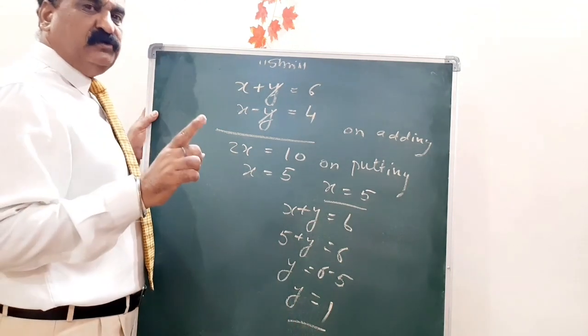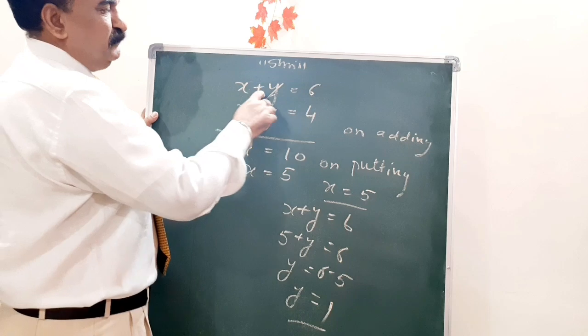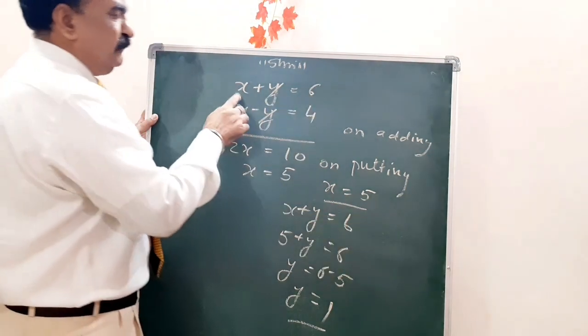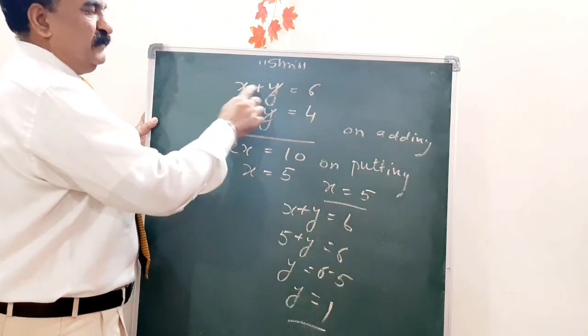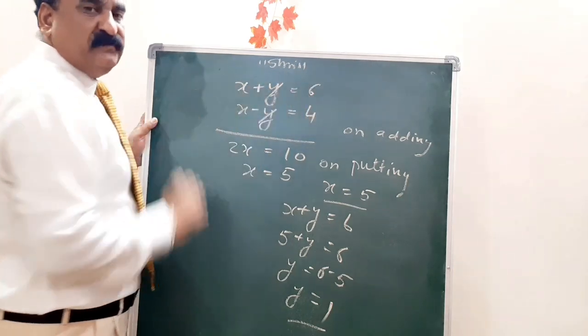Now you can check the solution by yourself. Put here x plus y equal to 6. x is 5 and y is 1. 5 plus 1 means 6 is equal to 6.